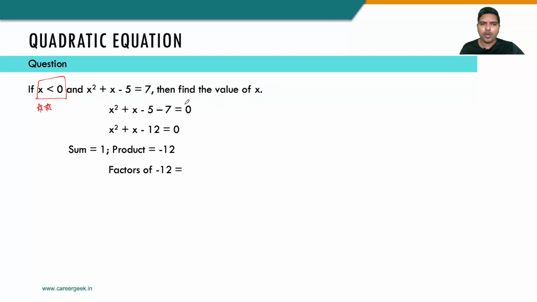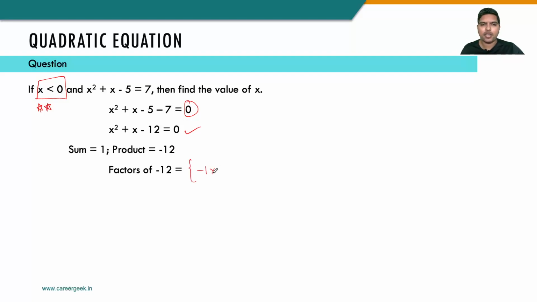So step 1, you bring 0 to the right hand side. So take 7 to left hand side, you get this. Solve for quadratic expression. The sum is coefficient of x, 1, product is negative 12.